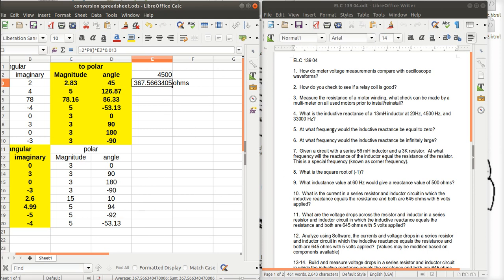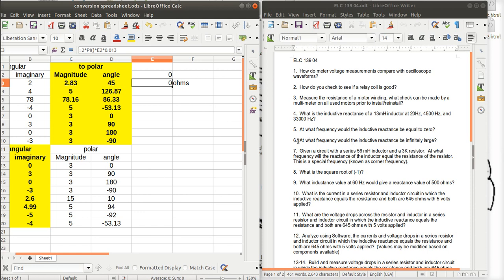At what frequency would the inductive reactance be equal to 0? And you sort of saw that. If you put in a 0 for frequency, you get an inductive reactance equal to 0. And then at what frequency would the inductive reactance be large or infinitely large? Well, what you saw is as the frequency increased, the inductive reactance increased. So if you could put infinity in up here, you would get an infinity answer out.